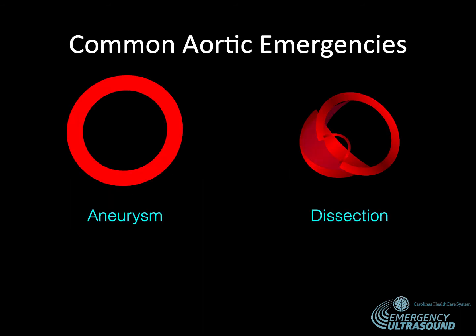Some common aortic emergencies include an aneurysm where you have an abnormal dilation of the abdominal aorta, and a dissection where you have a ripping or tearing of the intimal wall leading to an intimal flap and just dissecting through that intimal wall.